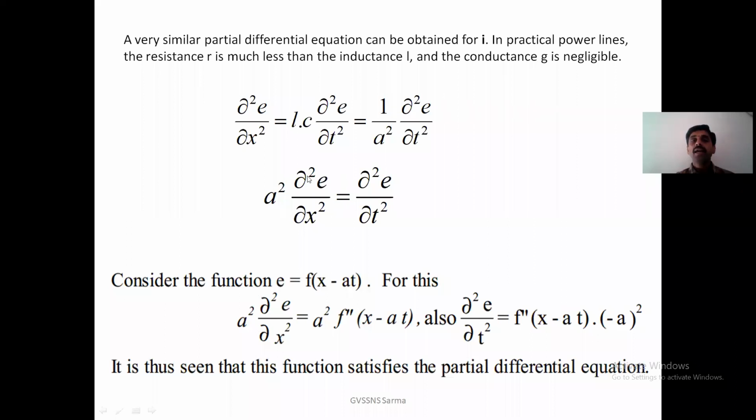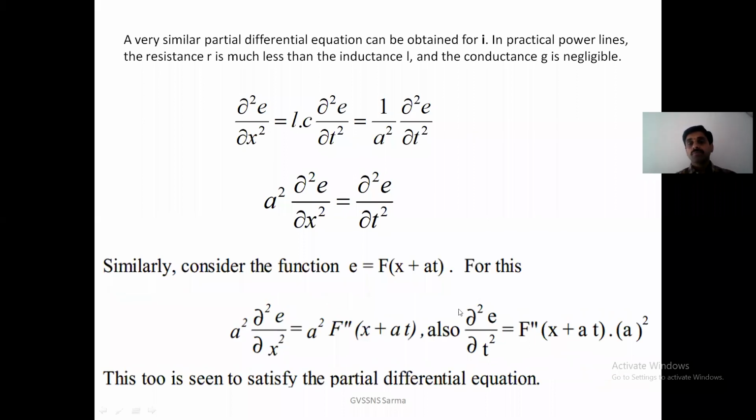Let us take E is equal to f of x minus at. We take the voltage as a forward voltage and a reverse voltage like that. So E is equal to f of x minus at. If you take this, then a square into dou square E by dou x square becomes a square into the double differentiation, f double dash of x minus at. Also we can write dou square E by dou t square is equal to f double dash of x minus at into minus a square, if you differentiate twice. If you differentiate twice, we will get this.